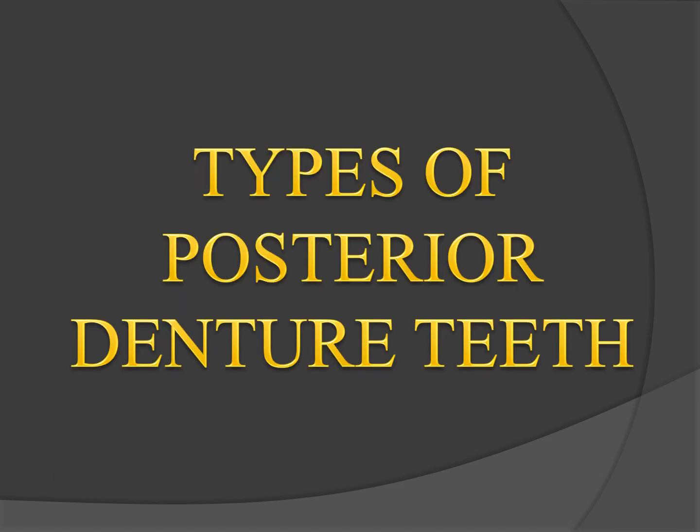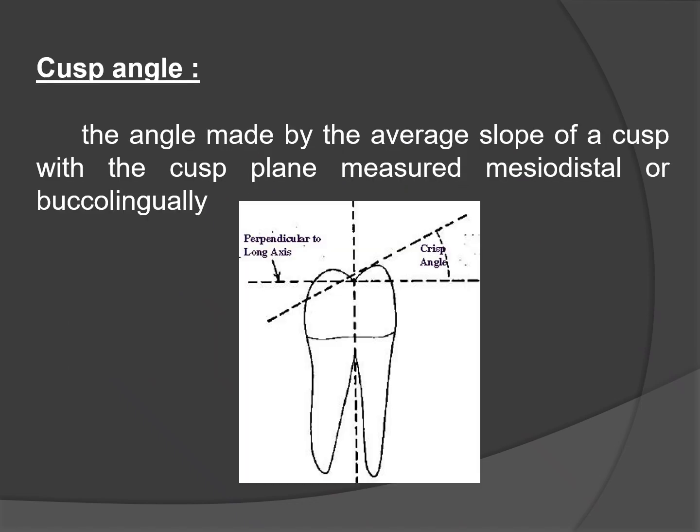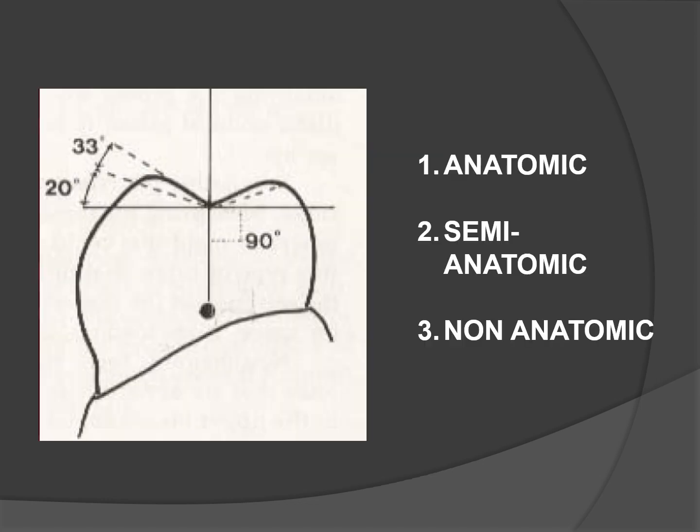So what are the types of posterior denture teeth? Before that, we will just go into the basic terminologies. The cusp angle refers to the angle which is made by the slope of each cusp with the horizontal plane. So depending on the cusp angle, we can divide the teeth into anatomic, semi-anatomic or non-anatomic teeth. Anatomic teeth are teeth which have a cuspal angle of 33 degrees or more, whereas semi-anatomic teeth have a cuspal angle of 20 to 30 degrees, and non-anatomic teeth do not have any cusps at all. They are relatively flat teeth, or they are called monoplane teeth.